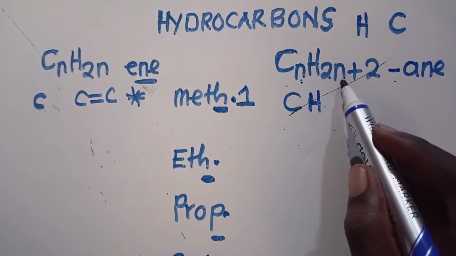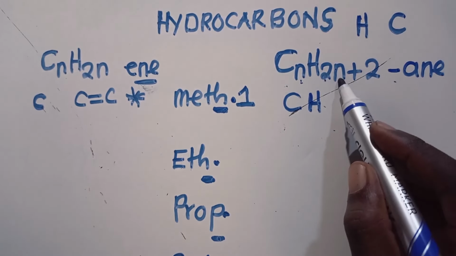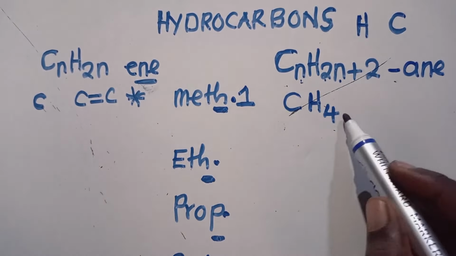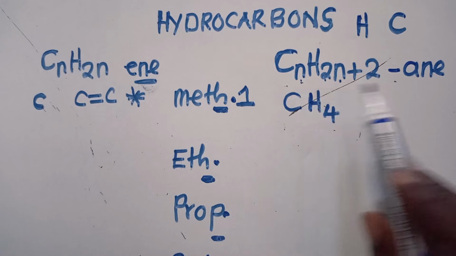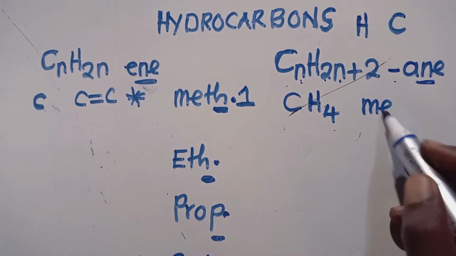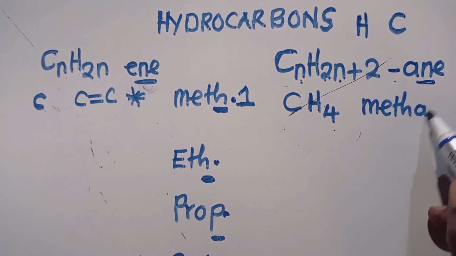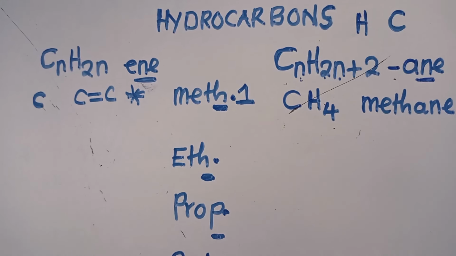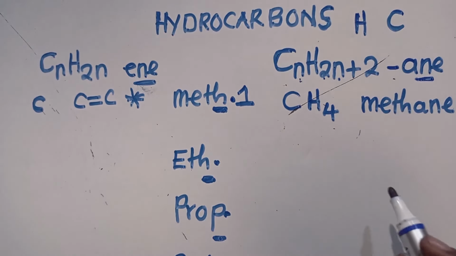H, I know that n is 1. 2 times 1, you get a 2. Plus 2, you get a 4. So this is the chemical formula, CH4. I'm going to get this and put these letters. This is what? Meth. Then it ends with what? -ane. It becomes methane. This is what you are supposed to get and understand.